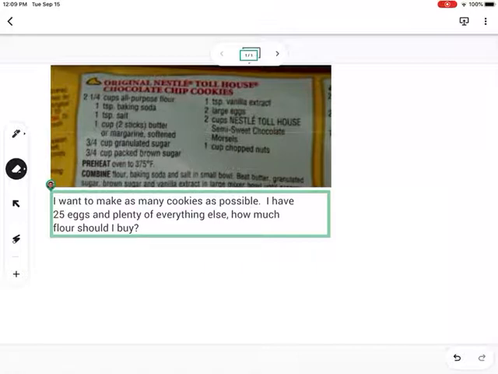So here is my question. I want to make as many cookies as possible. I have 25 eggs and plenty of everything else, so don't worry about how much baking soda, salt, and butter and all that stuff for the purposes of this problem, but I do want to know how much flour I should buy.